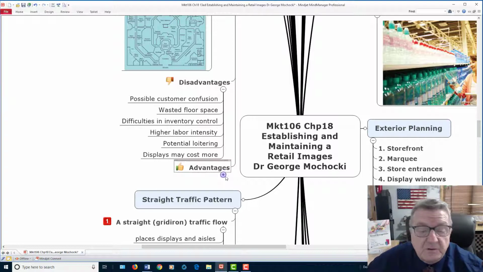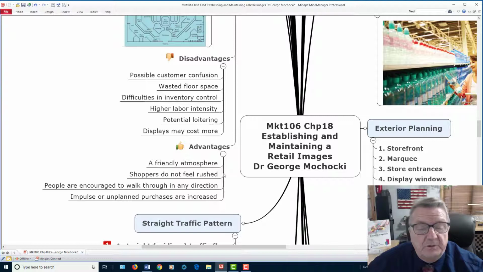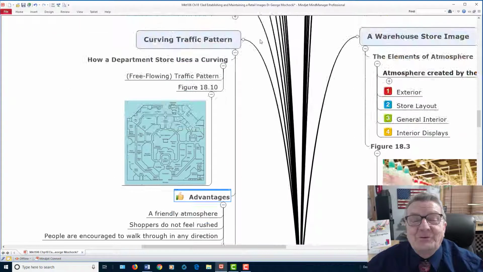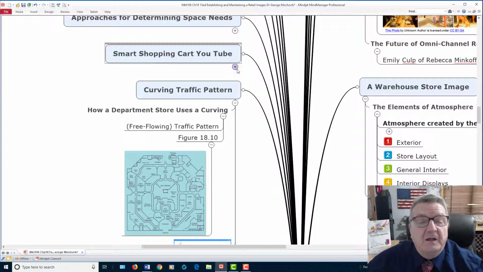So you got cameras everywhere. That could be mute. Friendly atmosphere. Do not feel rush and everything else. And I should have this one up here. Always want to do the advantages over the disadvantages. Okay. All right.